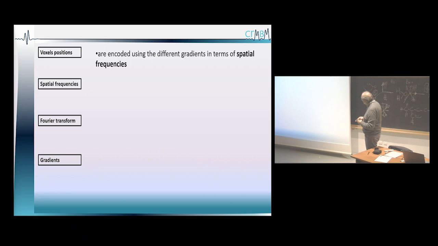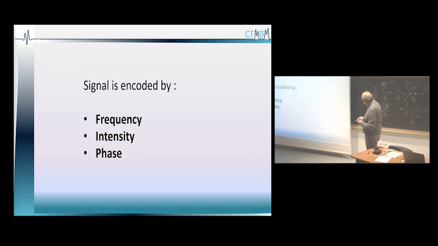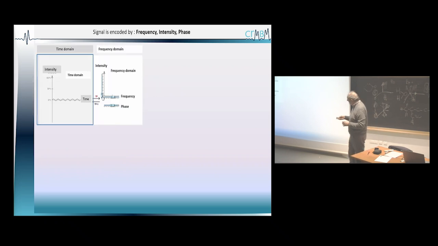So this is for the column. I just want to tell you that, as I said, the signal is encoded by different things: frequency, intensity, and phase. Okay, so this is what we were talking about until now. So just to show you how it can be, imagine you've got a tissue, so you've got a given frequency, a given phase, and a given intensity in the frequency domain. Okay, so you start with this oscillation here in the time domain.